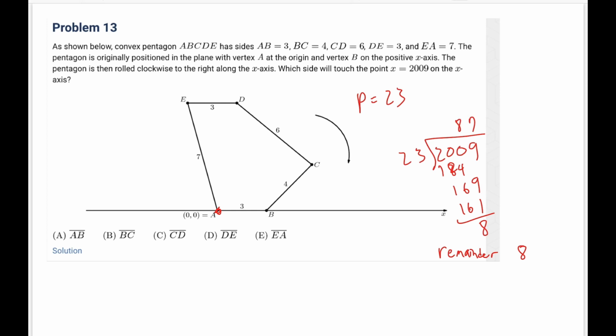So in 87 rotations, it's going to end up back right in this position, and then x equals 2009 would be just about here, and then this would be a length of 8. So from that length of 8, 3 will be taken up by AB, and then 4 will be taken up by BC, and then there's 1 left, and that will be right here, and so that point is on CD. The answer is C.